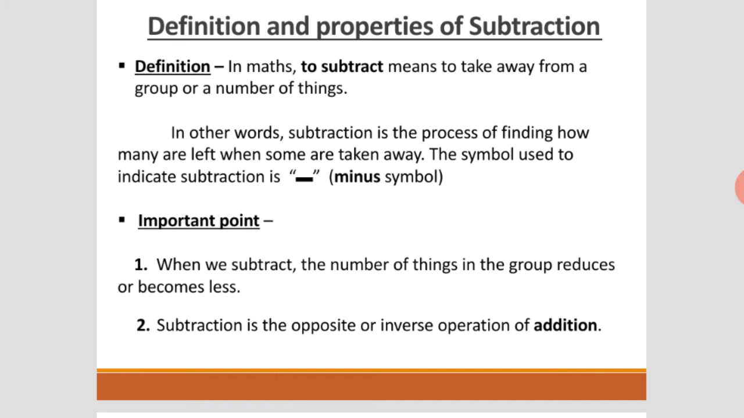Now let's go for the first topic, definition and properties of subtraction. What is meant by subtraction? Subtraction means taking away from a group of numbers or things. In other words, subtraction is the process of finding how many are left when some are taken away. The sign of subtraction is minus.